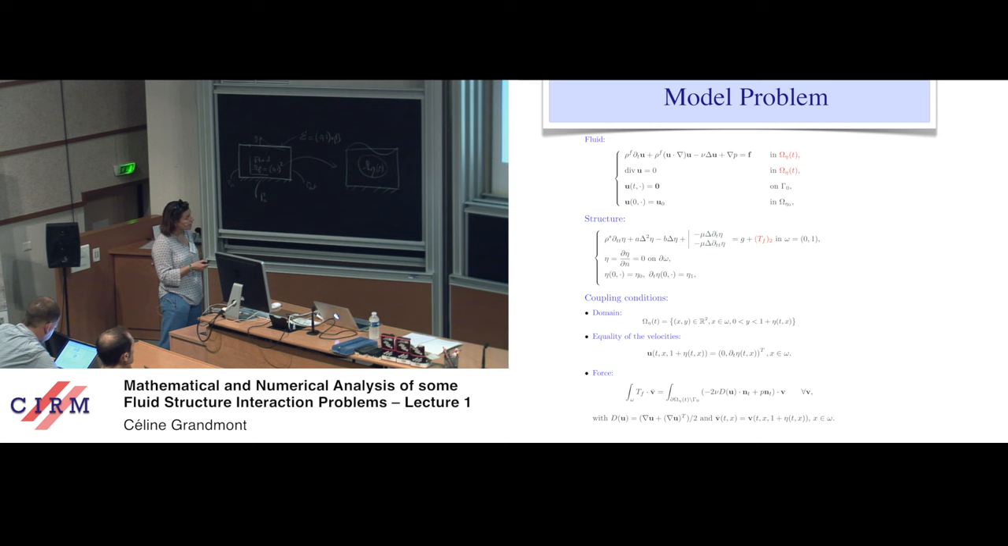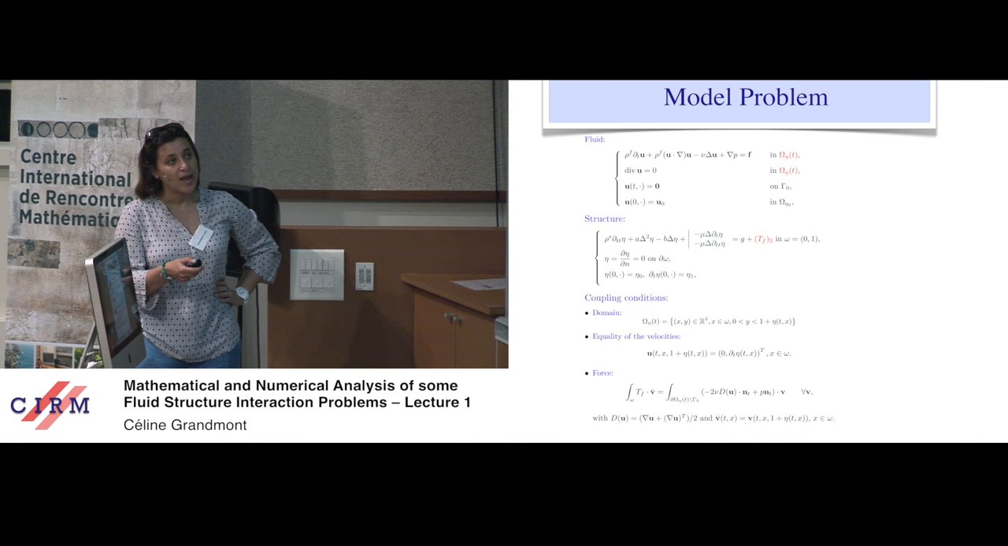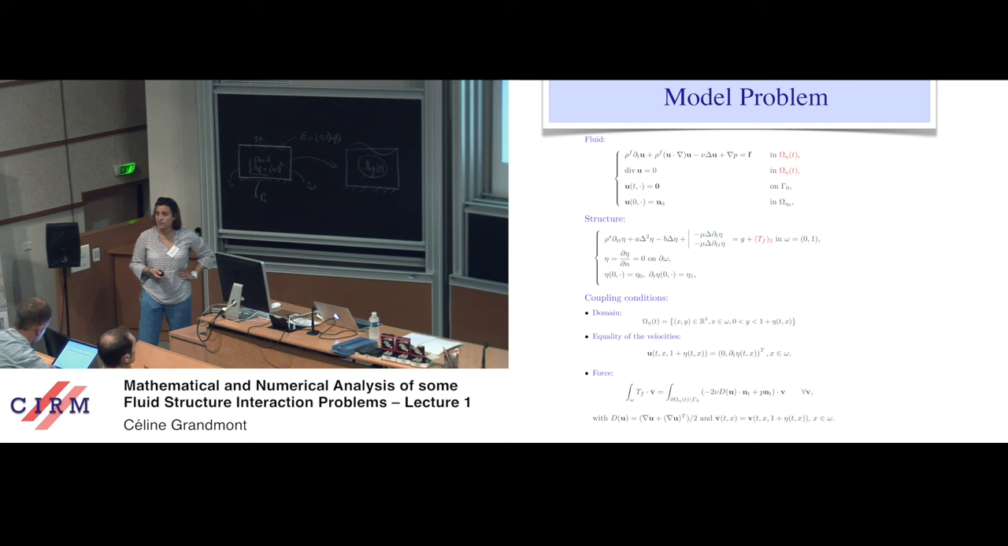So what are the coupling conditions between those two systems? The first coupling condition, which I will call the geometrical nonlinearity, comes from the fact that the fluid domain depends on the displacement of the structure. So here I can write it really easily because I assume that we have only a transverse displacement for the structure. So the fluid domain is easily described here. And as I said before, since the fluid is viscous, it sticks to the boundary, and we have the equality of the velocity at the interface. But here, the fluid unknowns live in the deformed domain.